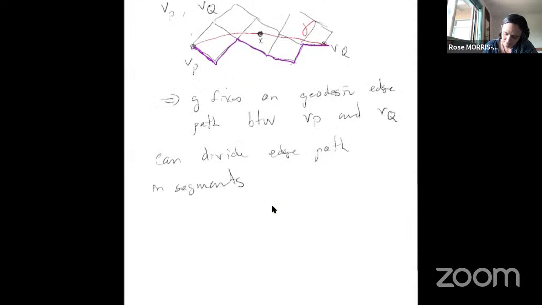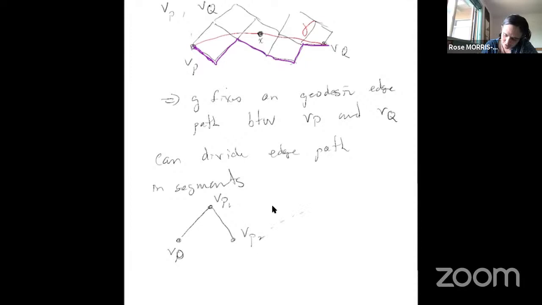I'm going to draw it like this. I have VP. Let's have this VP up here too. I'm going to call this VP1, right? So P1 is the stabilizer of VP1. P1 is a parabolic subgroup. Here will be VP2, right? I'm going to keep going.